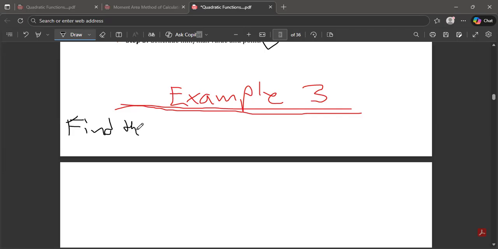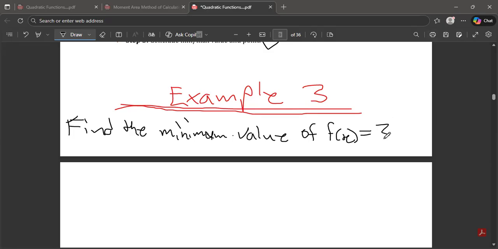Find the minimum value of f of x. Find the minimum value of f of x is equal to 3x squared minus x minus 6. Okay, good.